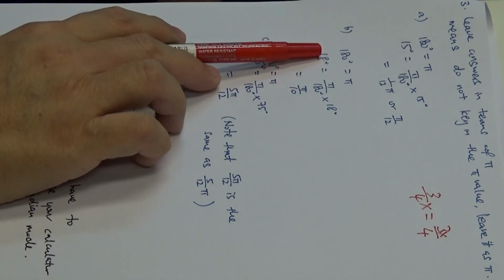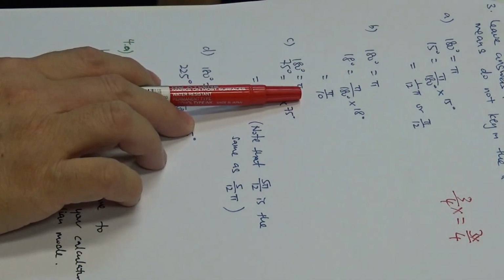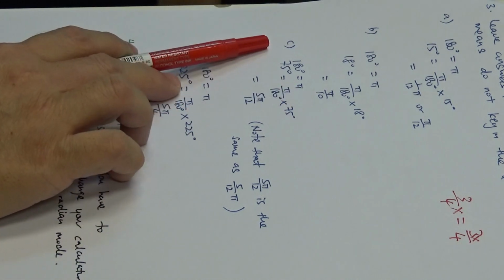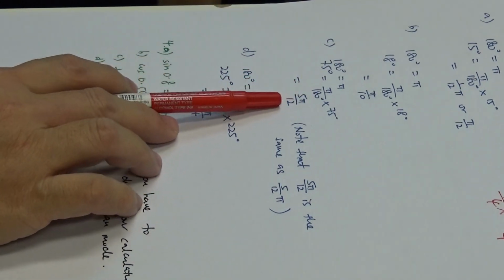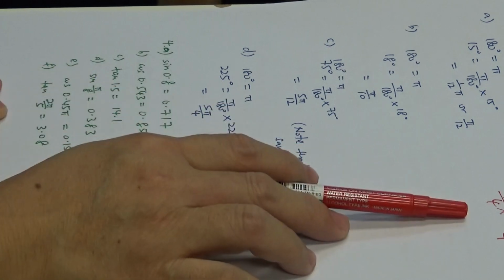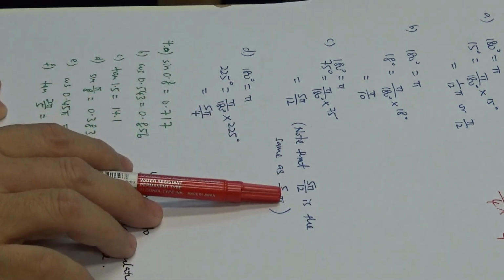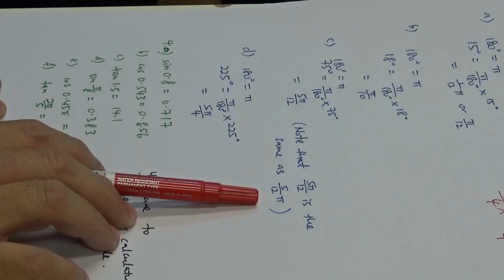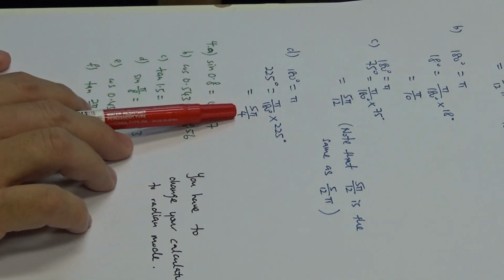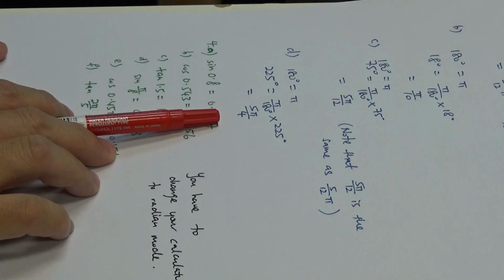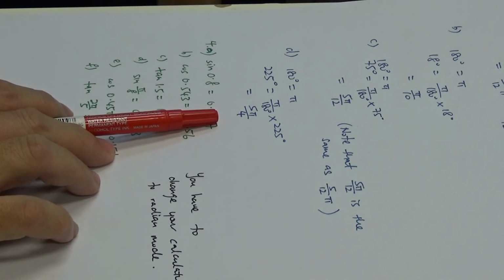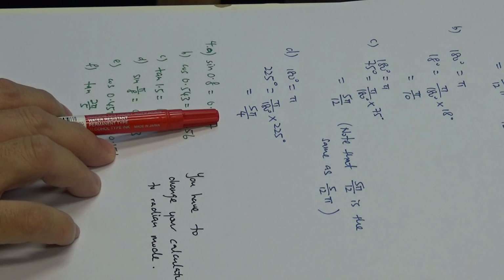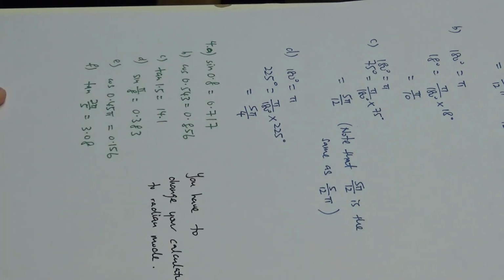And we will do likewise for part B. We will get pi over 10. Part C, we will get 5 pi over 12. And just as I've explained just now, 5 pi over 12 is the same as 5 over 12 pi. Okay, part D, we'll do the same thing. Alright, so that will be our answer to question number 3. Now, next up, question number 4.